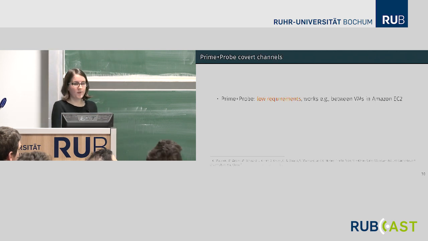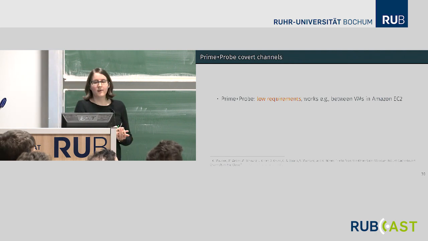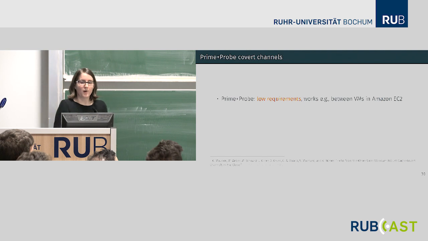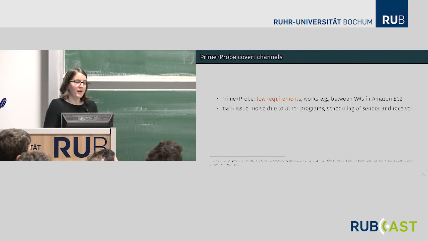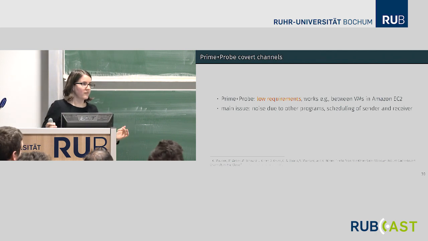So I'll start with covert channels. The nice thing about prime and probe is that it has low requirements. So it will work, for example, between virtual machines in Amazon EC2. And the main issue that we have with this type of covert channel is that we have a lot of noise due to other programs, because they will all compete for this cache, which is a few megabytes.